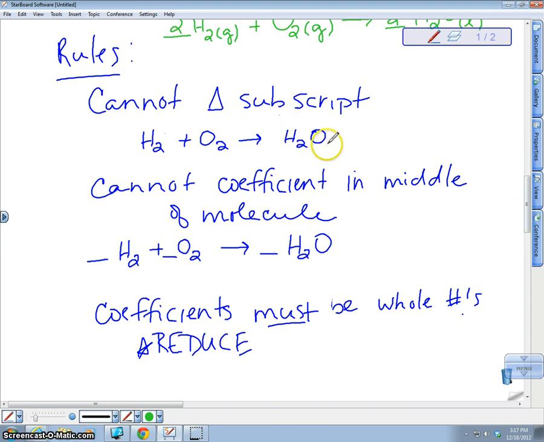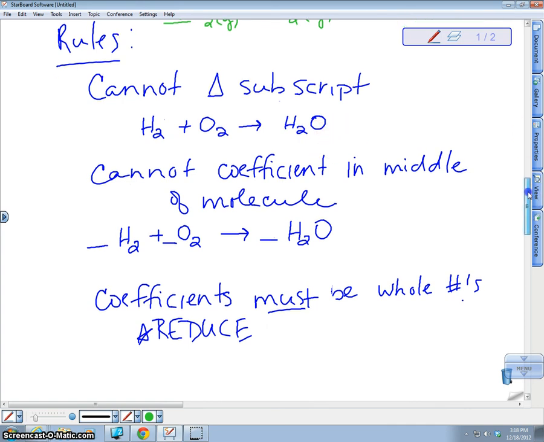Notice that I didn't just change this to H2O2 to make it balance. That is a big no-no. H2O2 is not the same as H2O. So I can't change this. I have to leave each formula unit the way it is written. I cannot change it at all.